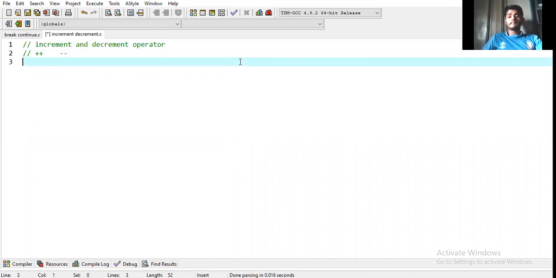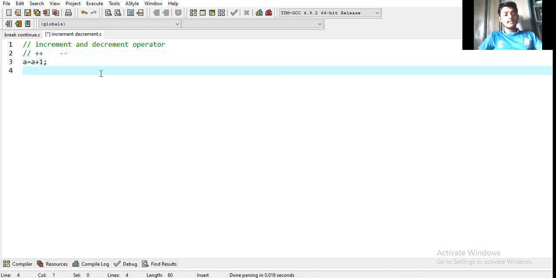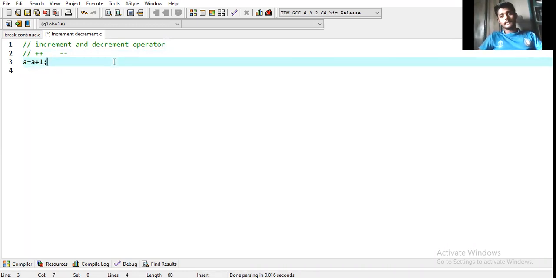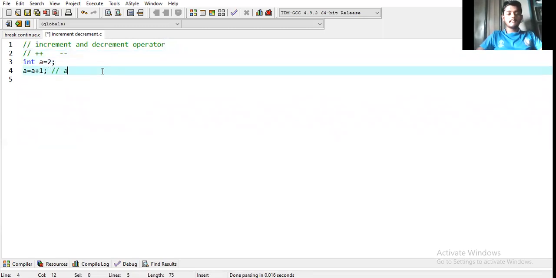The task is to increment the value of any variable. When we write a equal to a plus 1, what does this mean? This means the value of a will be incremented by 1. Suppose a is equal to 2, then a will be a plus 1, that is 2 plus 1, that is 3.